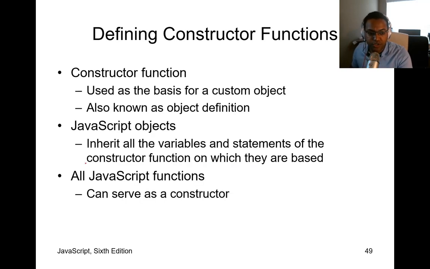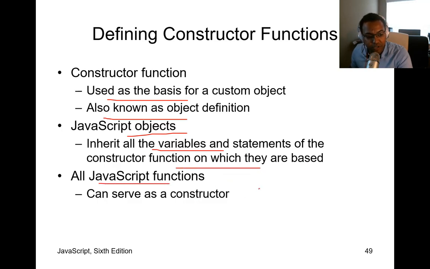So a constructor function is basically an onload function. A constructor function is what we use to construct instantiated classes and objects. Normally a constructor function is used as a basis for a custom object, also known as an object definition. JavaScript objects inherit all the variables and statements of the constructor function on which they are based. All JavaScript functions can serve as a constructor, or you can have none at all.